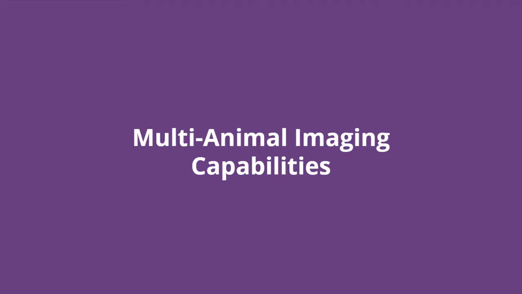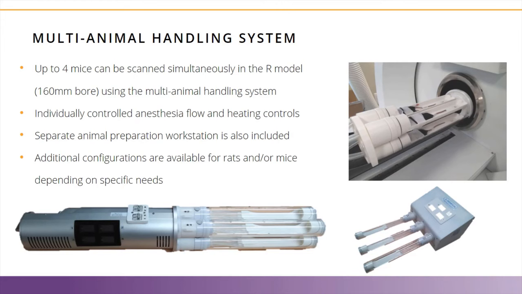When describing the different models earlier, I spoke about multi-animal imaging capabilities. So let's take a look at this now. Sedecal is able to design a variety of multi-animal imaging systems to meet specific needs. However, most commonly, researchers want to image as many animals as possible to either improve throughput or to work within the half-life of the radioisotope that they have made at the cyclotron.